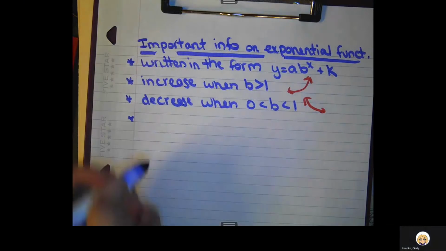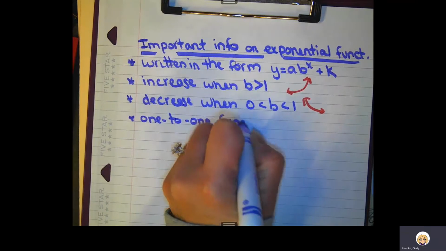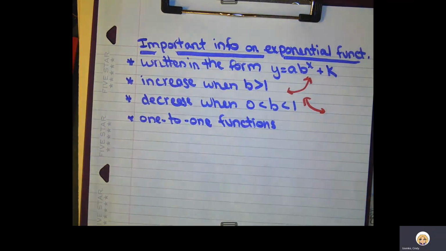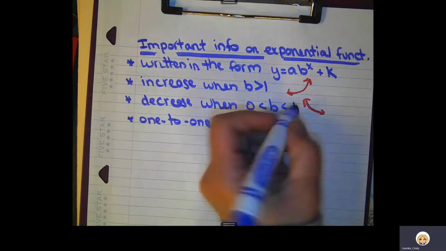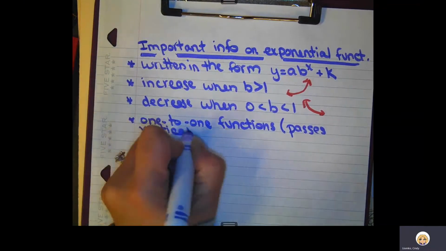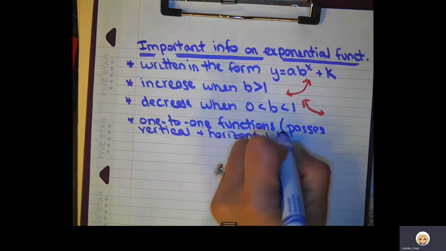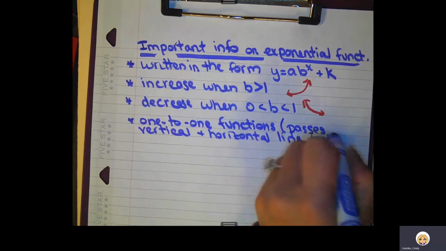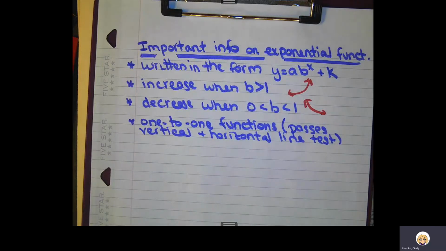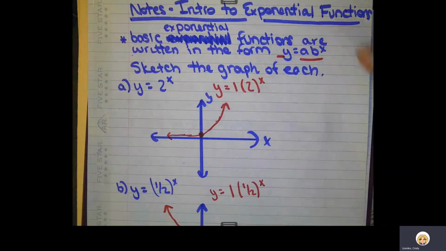Next, can you put 1-to-1 functions? And what that means, it's going to pass the vertical line test and the horizontal line test. So I'm going to put in parentheses, passes vertical and horizontal line test. And I'll explain what that means. Passes the vertical and horizontal line test. So if I was to take my function and draw vertical and horizontal lines, it's only going to touch it once every single time. That's considered 1-to-1.